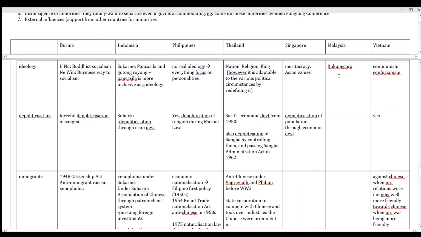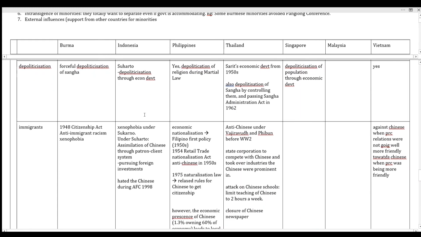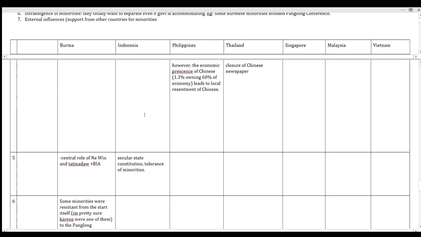And Malaysia, we have Rukun Negara, and in Vietnam, we have communism and Confucianism. Yes, sorry, I can't pronounce. Right. So apart from ideology, we have depoliticization.